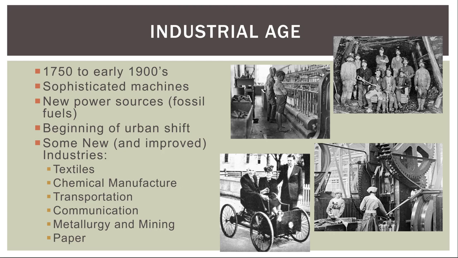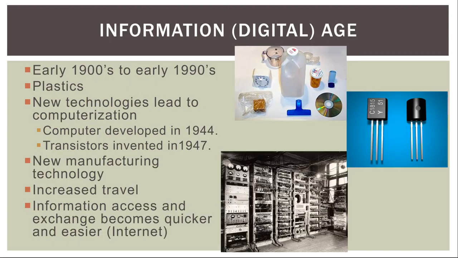Now, there are some new and some improved industries. Textiles, because we now have mass production and assembly lines and things like that. Textiles, chemical manufacture, transportation, communication, advances in metallurgy and mining, and then, of course, the making of paper on a mass scale. So these are all really important developments in the Industrial Age.